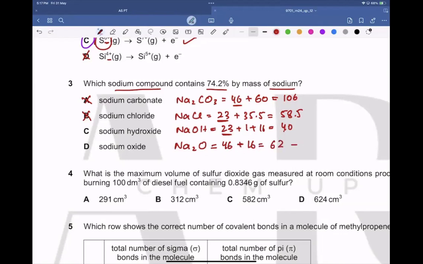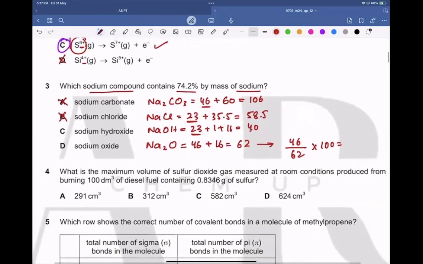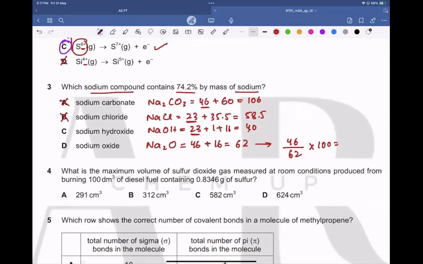So yeah, for this one, you can calculate and verify whether we are getting 74.2% mass of sodium or not. So 46 over 62 times 100. Can anyone calculate the percentage and tell me the answer, please? Okay, so you are getting 74.19%, right? So yeah, C goes wrong and D is the correct answer. Is this understandable to all of you?